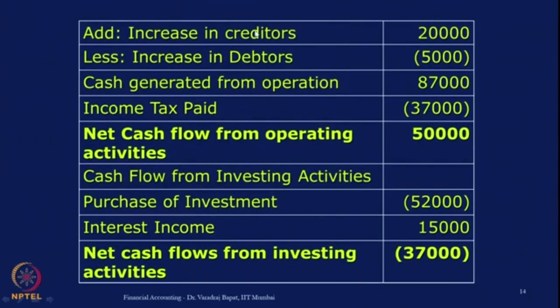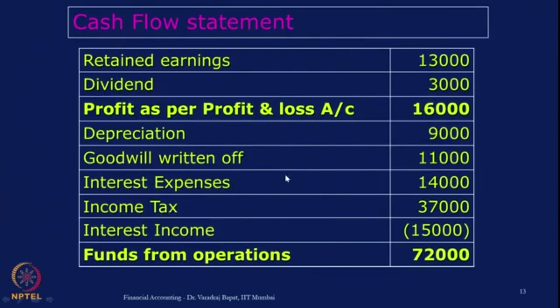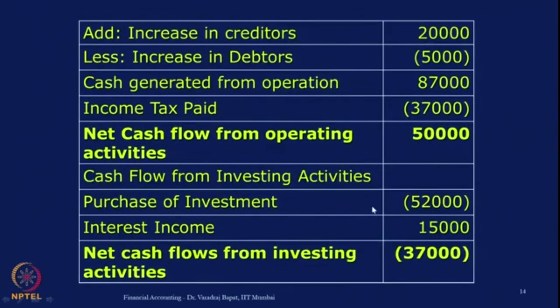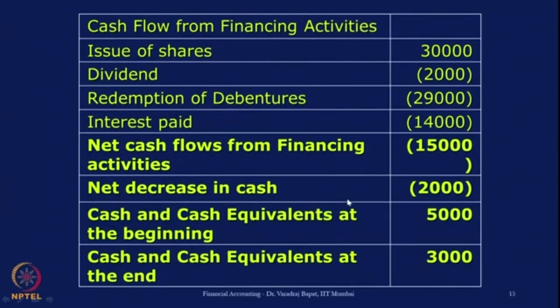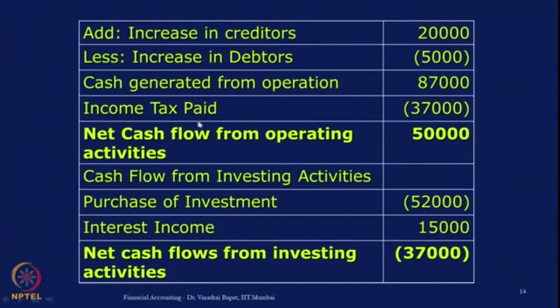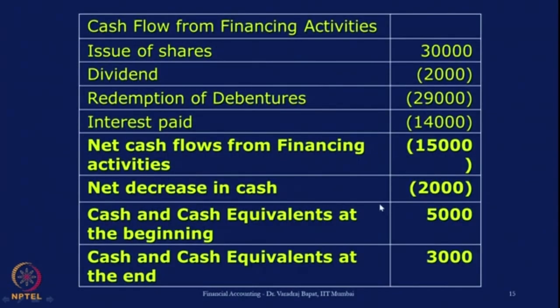Now in funds from operations we are going to adjust two working capital items. So add increase in creditors and less increase in debtors. This gives me cash generated from operations. Now income tax will come twice because here income tax provided was added. Now this amount, 37,000, same amount of tax is also paid. That is why I will pay out the income tax. Income tax paid. I get net cash flow from operating activities. Are you getting?